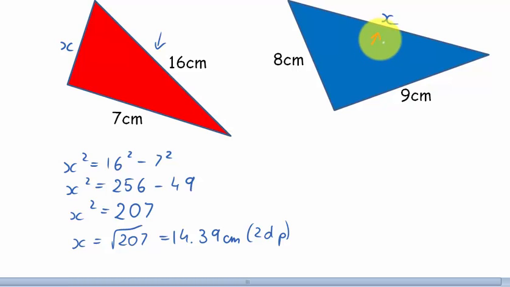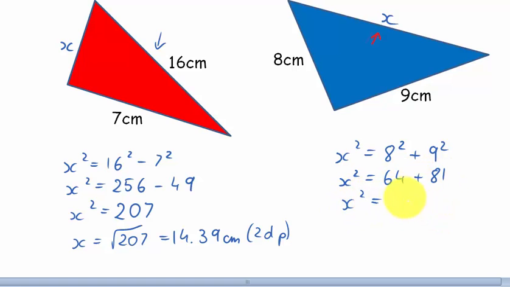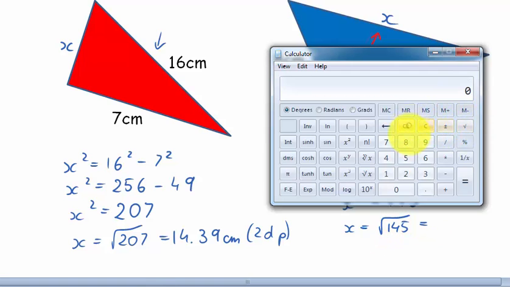the side x is actually the hypotenuse, the longest side, so our equation will have a plus in it. The answer is 12.04.